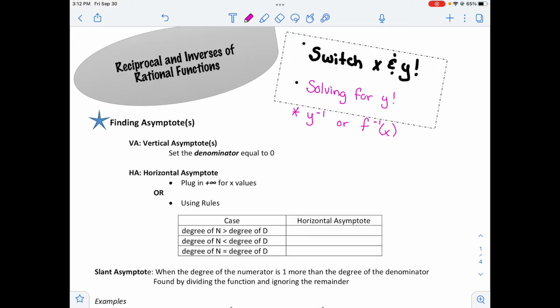To find the vertical asymptote of an equation, we're going to set the denominator equal to 0. We'll do a couple examples in just a moment. We're trying to find what value would make our denominator 0. We know that's like an excluded value, so to find the vertical asymptote, we have to set that to 0.